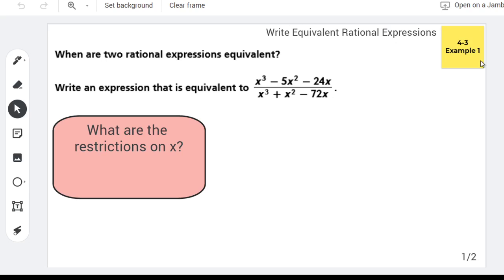In today's video, we are covering example 1 from section 4-3 in the SavvasRealize Algebra 2 textbook. The goal of this example is to write equivalent rational expressions.